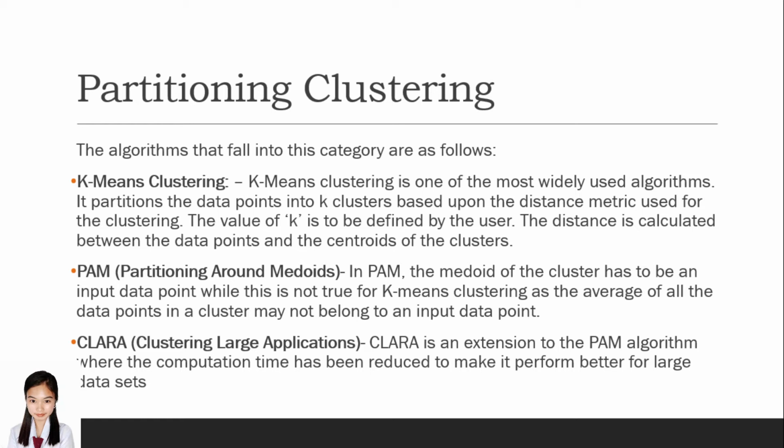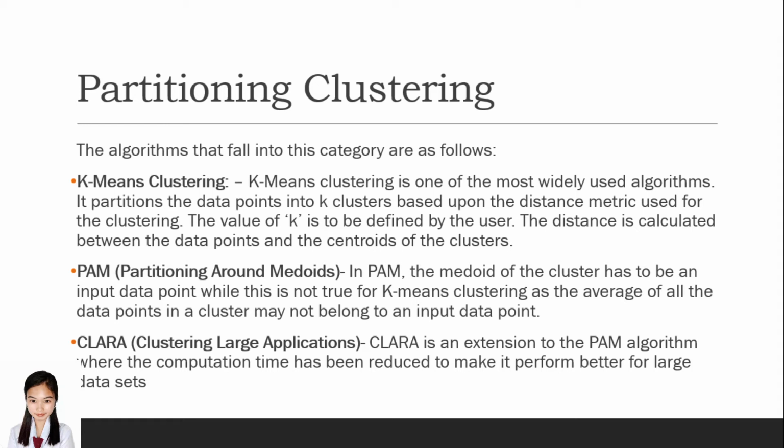So moving on with the PAM, partitioning around medoids. This algorithm is also called the K-medoid algorithm. It is similar in process to the K-means clustering algorithm, with the difference being in the assignment of the center of the cluster. In PAM, the medoid of the cluster has to be an input data point, while this is not true for K-means clustering, as the average of all the data points in a cluster may not belong to an input data point.